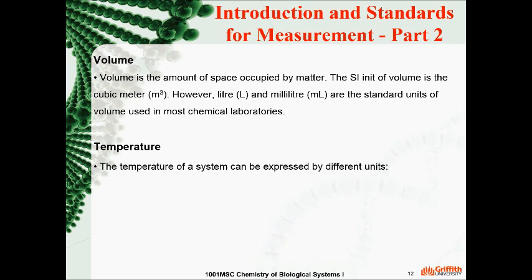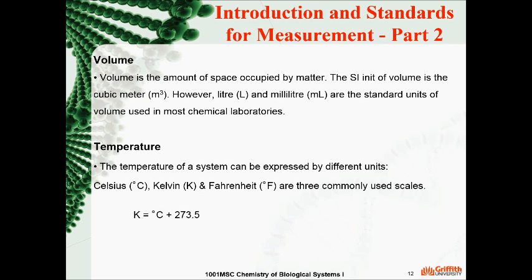Temperature can be expressed by different units such as Celsius, Kelvin and Fahrenheit. The SI unit for temperature is Kelvin. To convert from degrees Celsius to Kelvin, you need to add 273.5. So 0 degrees Celsius equals 273.5 Kelvin. Similarly, 0 Kelvin is equal to minus 273.5 degrees Celsius. In the US, they use Fahrenheit, which is another unit to measure temperature. The conversion factor in this case will be given to you if needed in the exam.